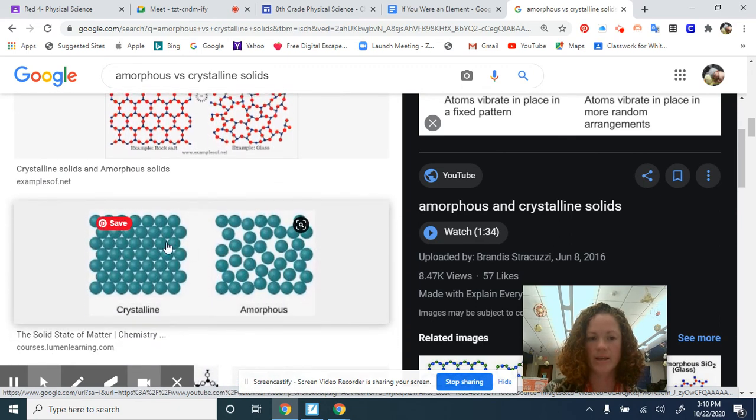All right, so you can see crystalline solids make a repeated pattern, where amorphous is just all over the place. You are just looking to see what kind of shape your solid makes. Is it an amorphous solid, or is it a crystalline shape?